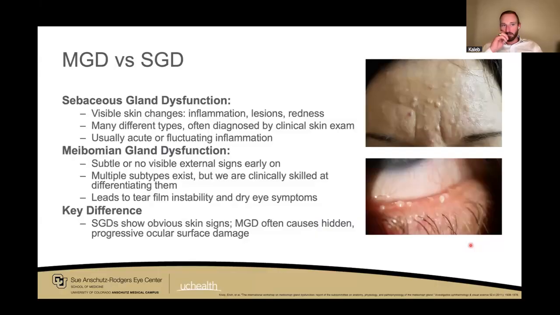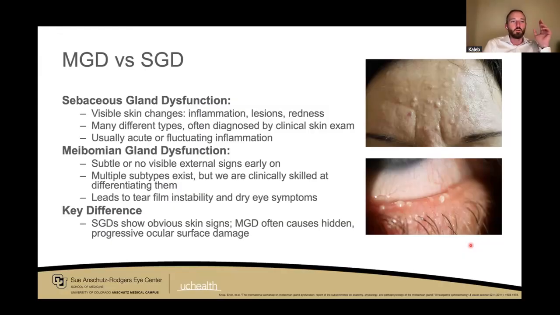All right, so now we're going to compare meibomian gland dysfunction with sebaceous gland dysfunction. We're going to compare what's happening in terms of pathogenesis, and then in the last part of this talk, we'll go over the similarities between treating sebaceous gland dysfunction and meibomian gland dysfunction, where it's the same and where it's different.